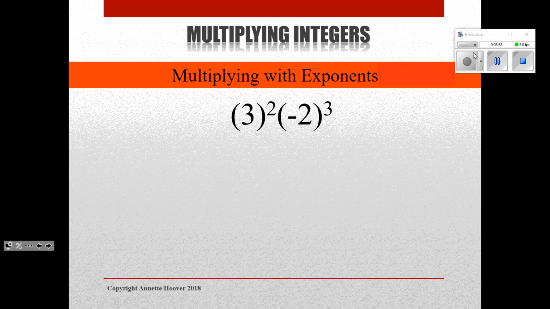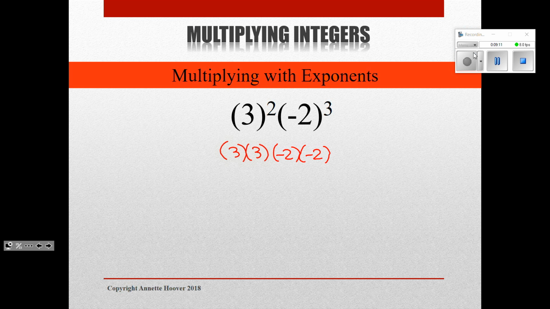Okay, 3 squared means that you have 3 multiplied times itself twice, 3 times 3. Then we have negative 2 cubed, or to the third power. That means you have negative 2 three times. The exponent tells you how many times that number is being used as a factor. Now, I'm going to go ahead and go 3 times 3 is 9. And then 2 times 2 is 4. Times 2 is 8. So this is 8. But there are 3 negatives. So I know that that's a negative. And now I have 9 times negative 8, which is a negative 72.